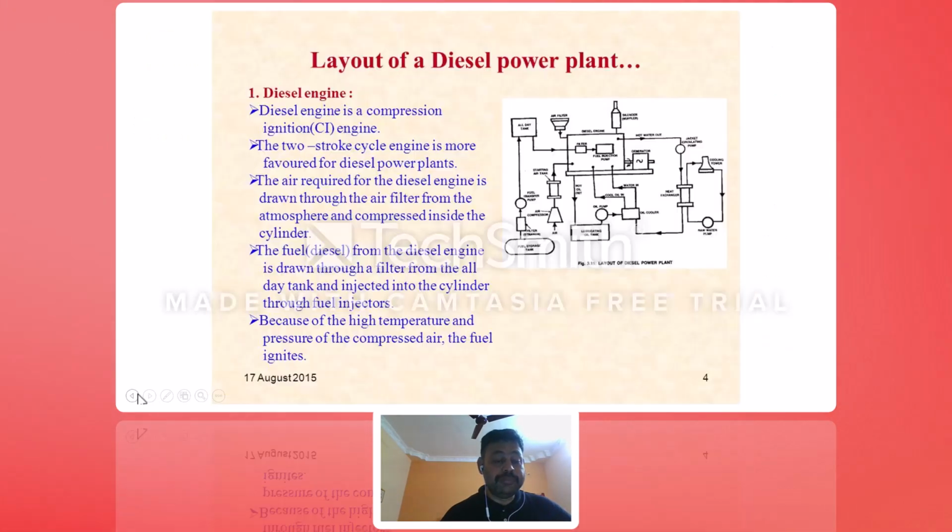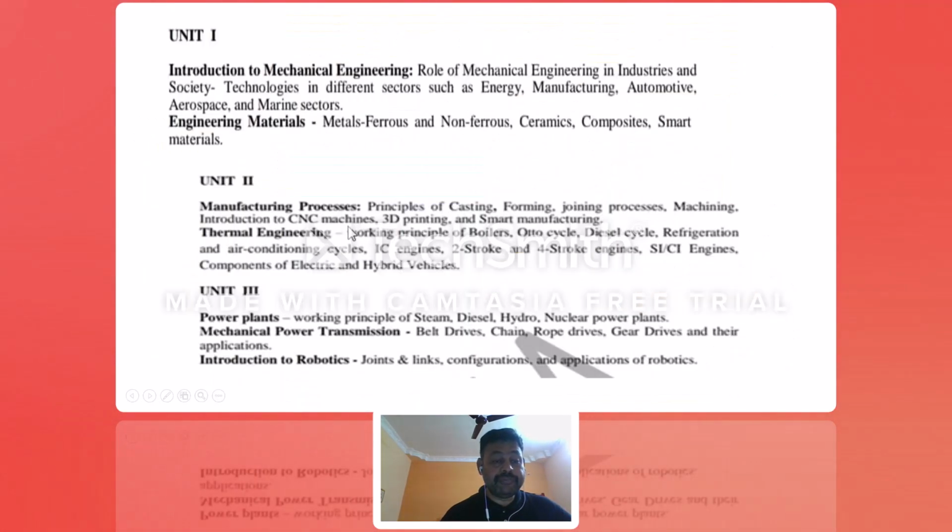Now we have completed the power plants, right? Different power plants: steam power plant, diesel power plant, hydro power plant, nuclear power plant. So now we are going to talk about mechanical power transmission.